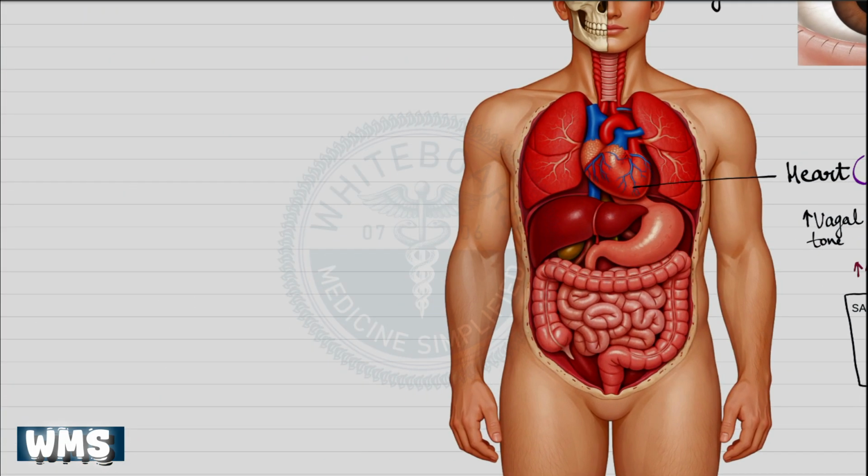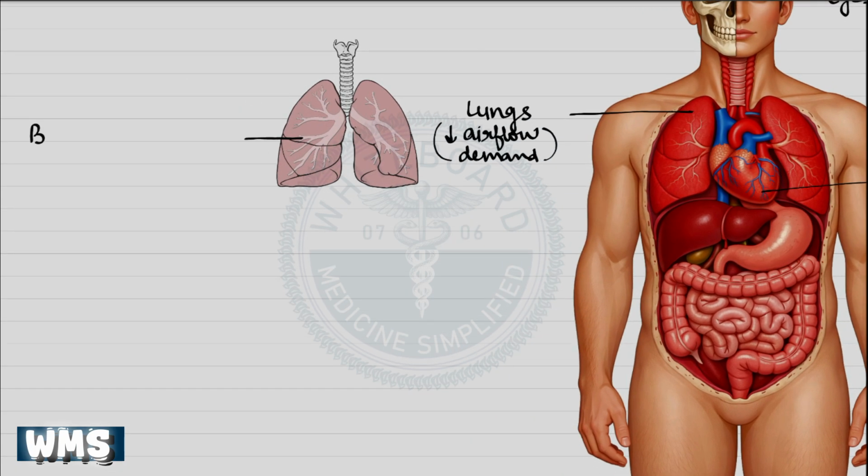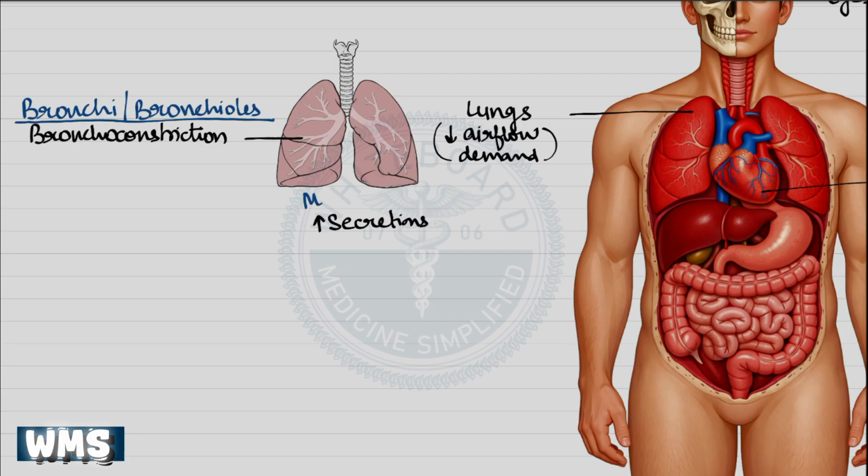Now, let's move to the lungs. As we already know, in the resting state, the demand for oxygen is reduced. So the role of the PNS in the respiratory system is to reduce airflow demand. It does this in two main ways. First, it causes bronchoconstriction, and second, it increases secretions within the airways. So the muscarinic receptors in the lungs are primarily located at two important sites: first, on the smooth muscle of the bronchi and bronchioles, and second, on the mucous glands.